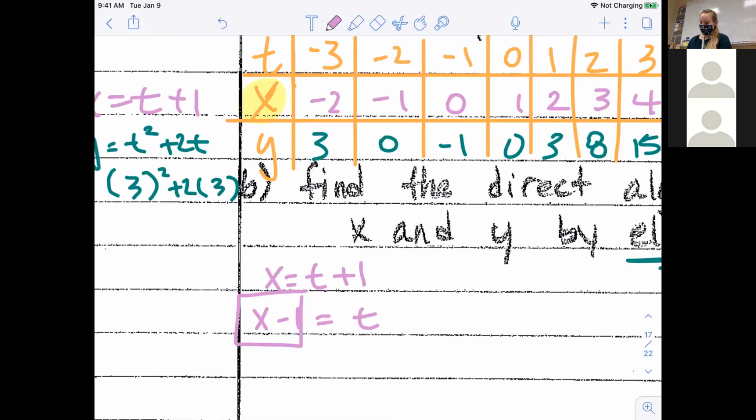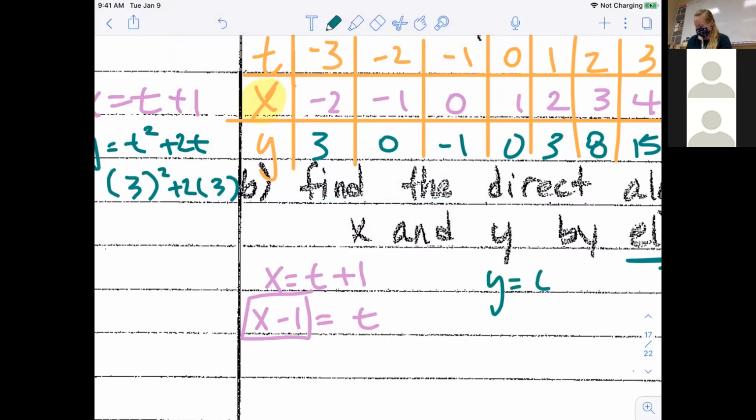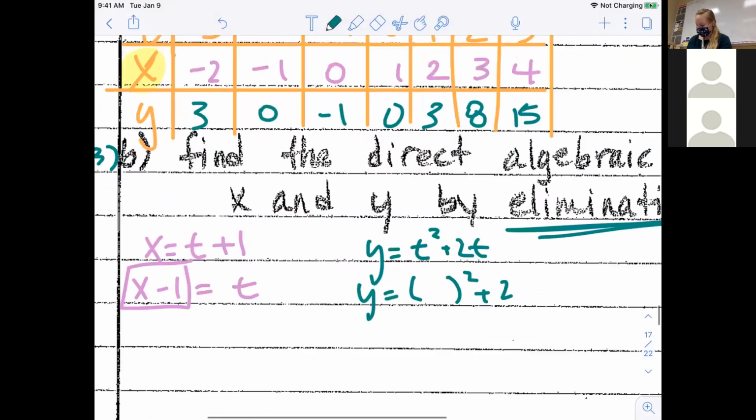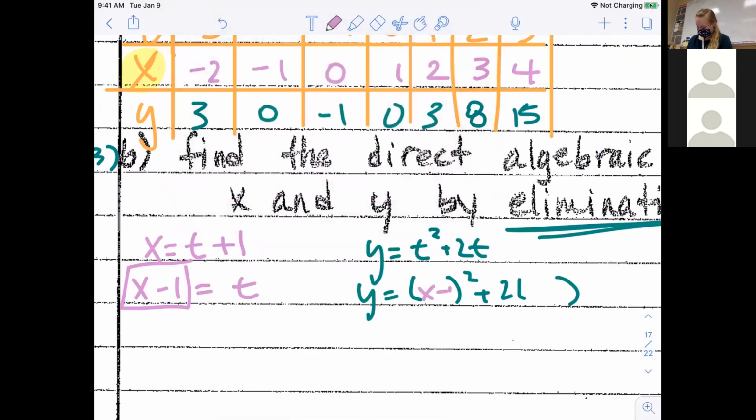Now, since I solved for t, I'm going to plug x minus 1 in for t into my y equation. I'm substituting it in. So I've got y equals t squared plus 2t. Well, I'm going to take out the t's and write my x minus 1 squared instead, and 2 times my x minus 1 instead. You okay with that?